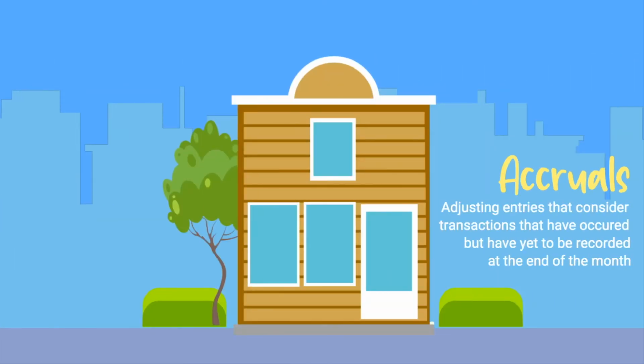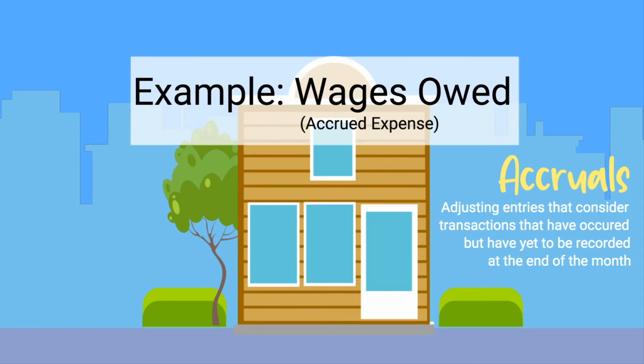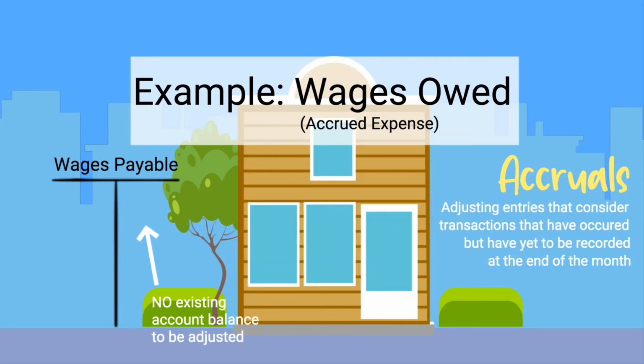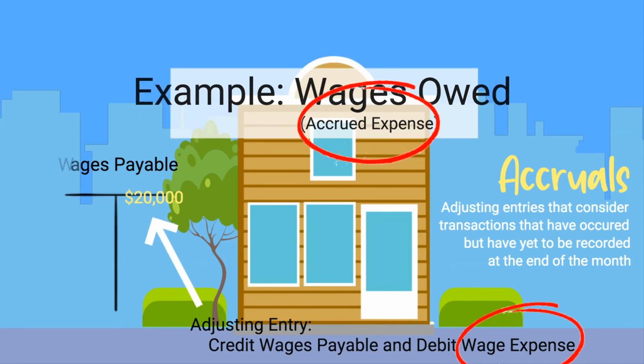Our next accrual example deals with wages owed, which is considered an accrued expense. This will involve the account wages payable. Notice that there's no existing account balance to be adjusted. The adjusting entry is a credit to wages payable. Let's assume it is for $20,000. Your adjusting entry will be a credit to wages payable and a debit to wage expense. Because wage expense is debited, it is considered an accrued expense.